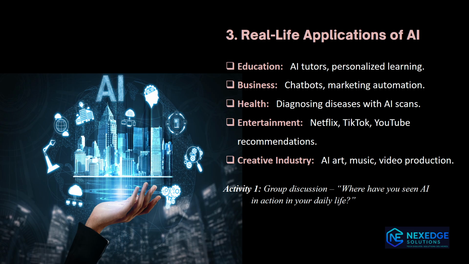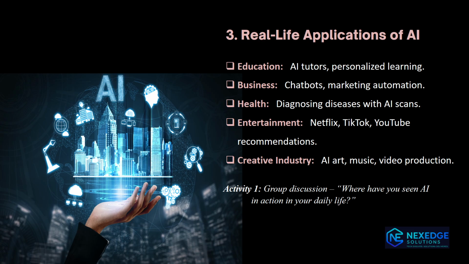So Netflix, when we look at AI, we look at Netflix. We also have TikTok, we have YouTube recommendations. So AI is really cutting across so many industries, even the entertainment industry, like you can see. So that is for entertainment.